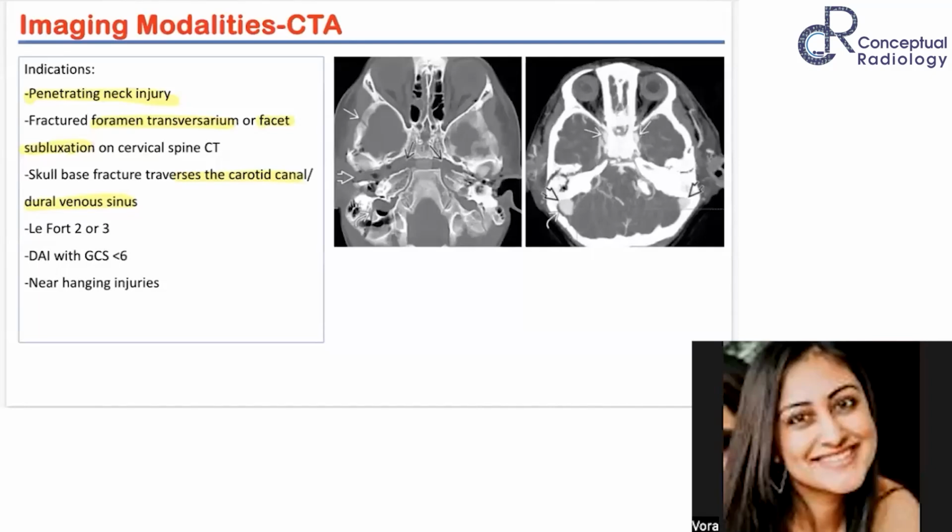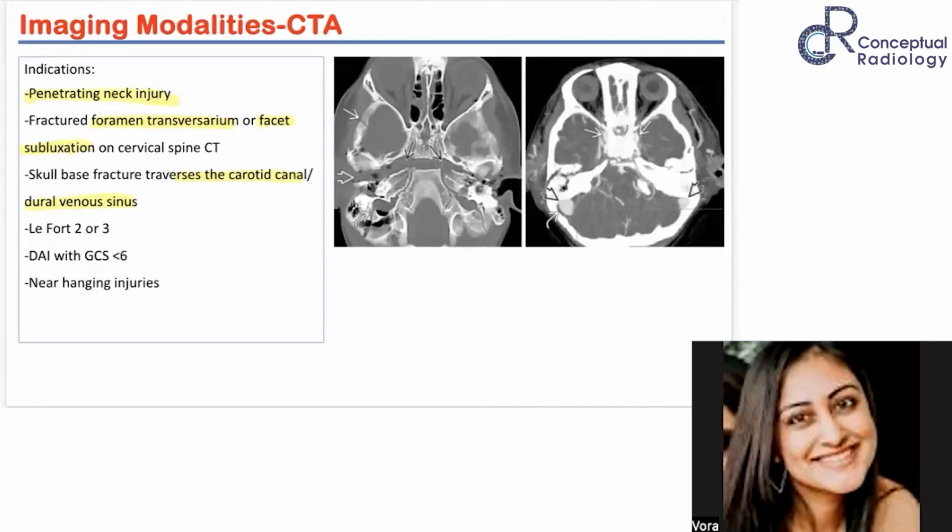So you can see how at the spheno-occipital synchondrosis, this is one of the very common sites where a diastasis happens. Now, what is a diastasis? A diastatic fracture is where there is a sutural separation. So this is what we are seeing here. There is a sutural separation which courses through the foramen lacerum, through the carotid canal.